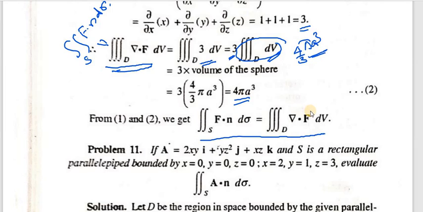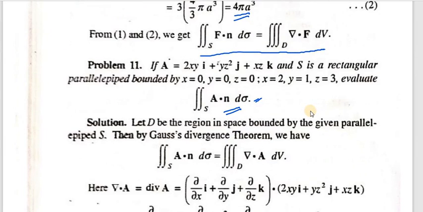Now we have some problems to evaluate the surface integral around a closed, oriented surface. This integral can be easily evaluated by converting it into a triple integral using the divergence theorem. Next problem: if A equal to 2xyi plus yz square j plus xzk and S is a rectangular parallelepiped bounded by x equal to 0, y equal to 0, z equal to 0, x equal to 2, y equal to 1 and z equal to 3, evaluate the double integral over S of A dot n d sigma.